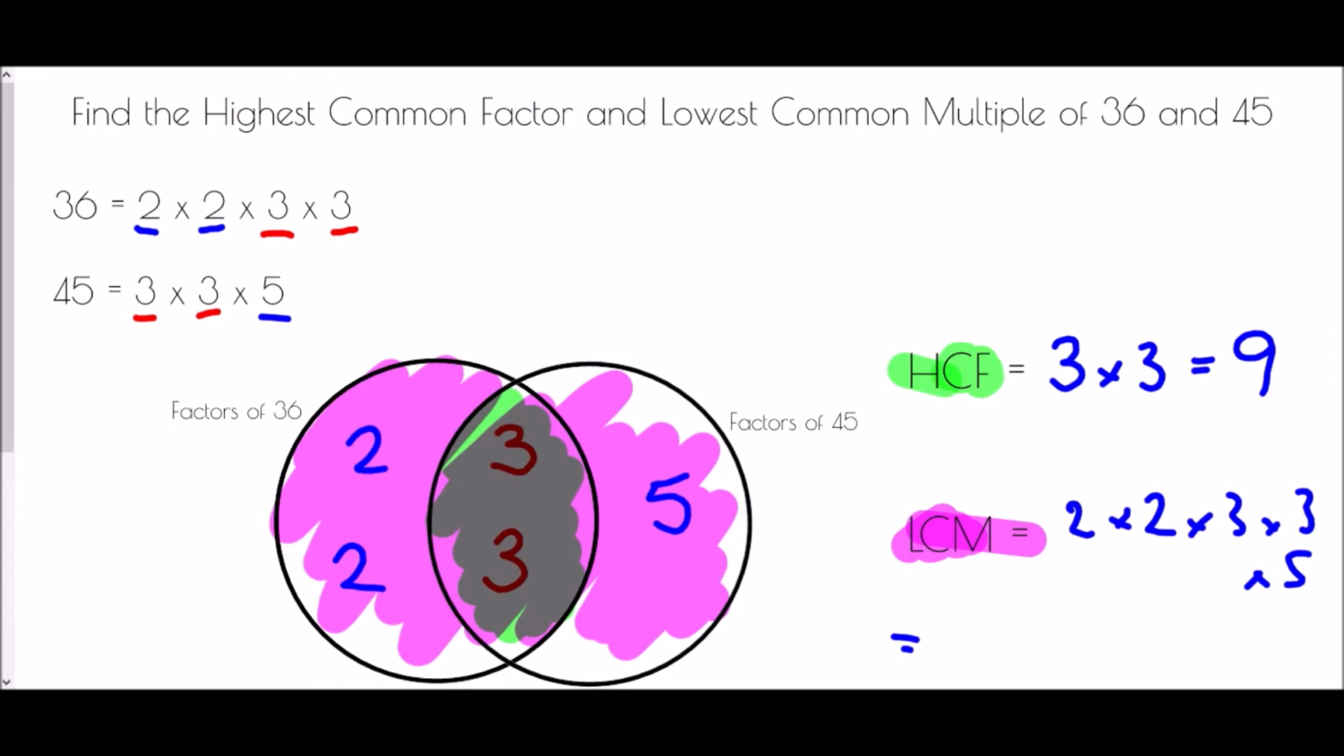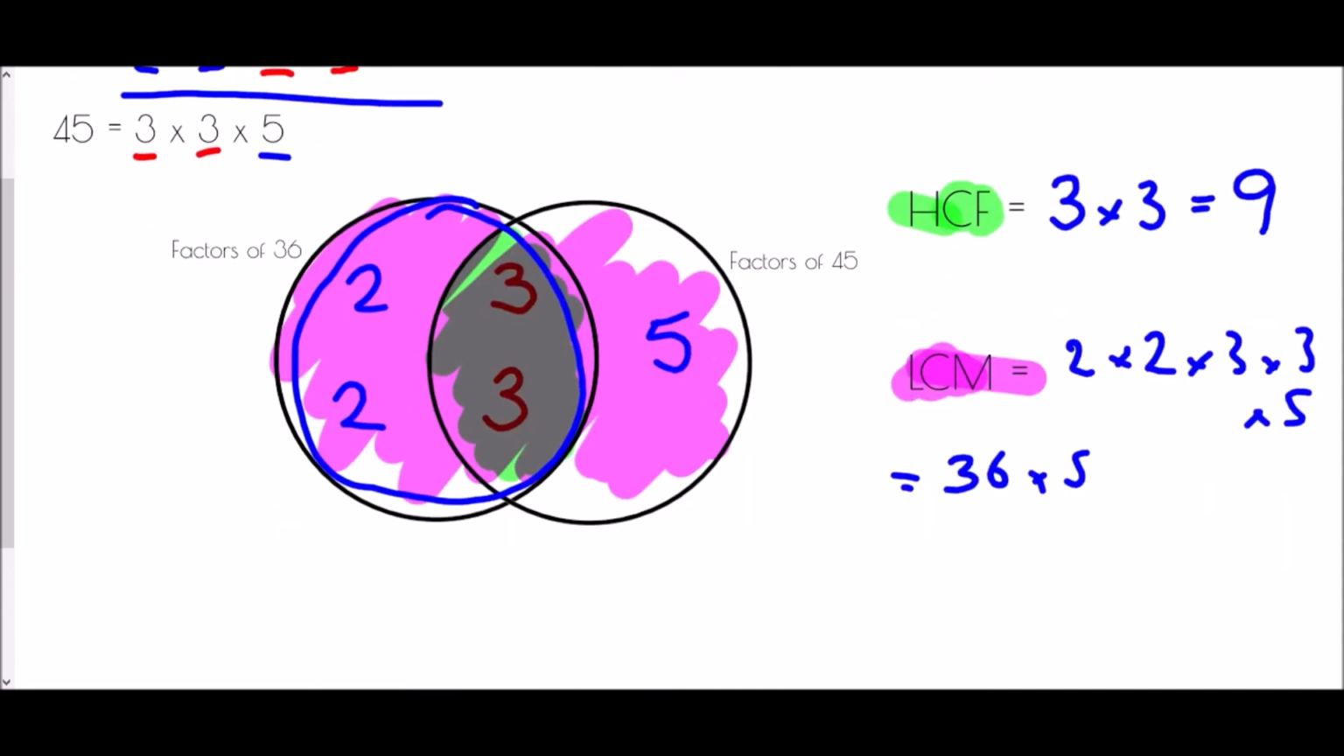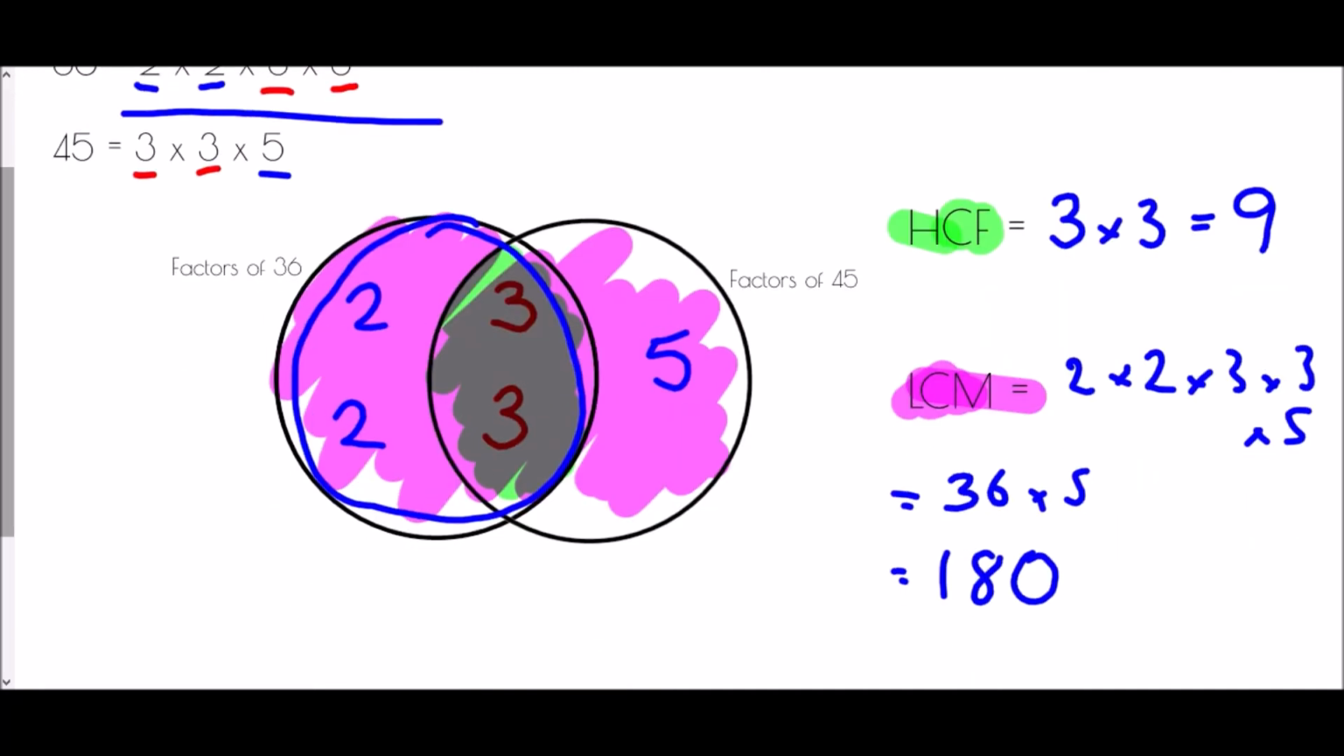Now, one thing that is quite helpful here: if we look at the first four values, 2 times 2 times 3 times 3, well, they are 36, because there it is, 2 times 2 times 3 times 3. So it is 36 times 5. And if we work that out, well, 30 times 5 is 150, and 6 times 5 is 30. And so the lowest common multiple is 180. The smallest number which is in the 36 times table and the 45 times table is 180.